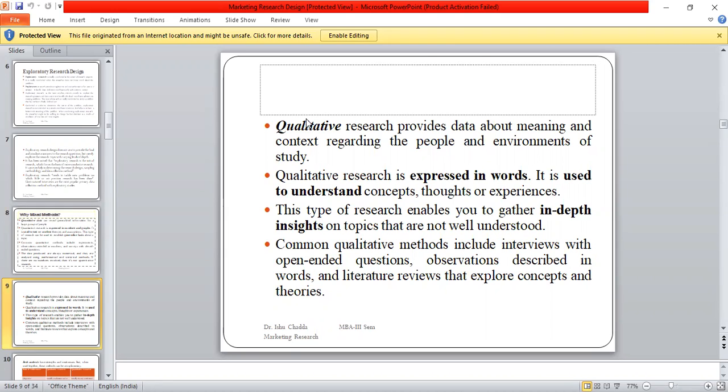This research involves in-depth insight into topics that are not well understood. Common qualitative methods include interviews with open-ended questions, observation described in words, and literature review that explores concepts and theories. For example, if a student wants to conduct a survey regarding child trafficking, that is a very sensitive topic. He wants to see the concept behind that particular thought. So he has to use the qualitative research method.